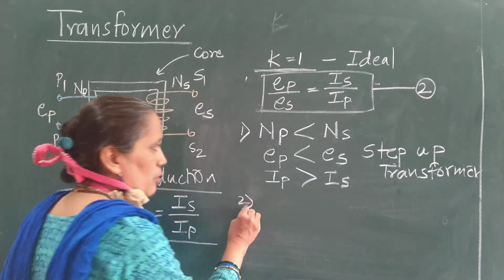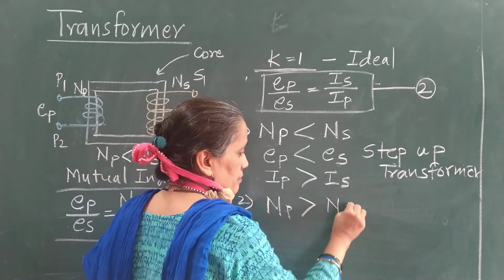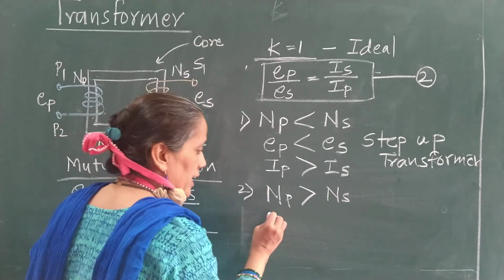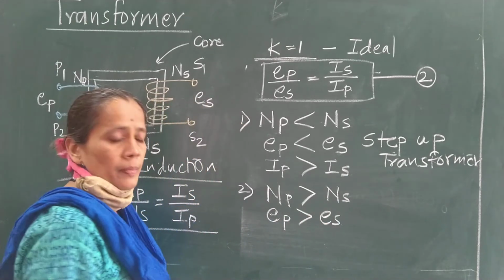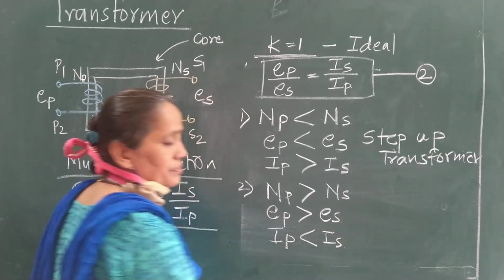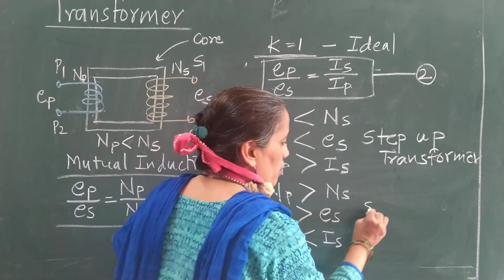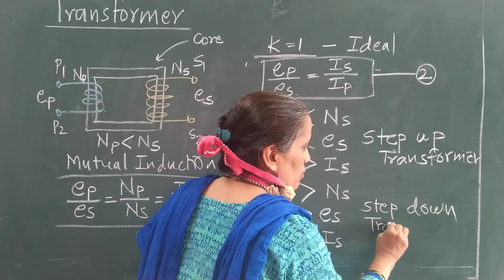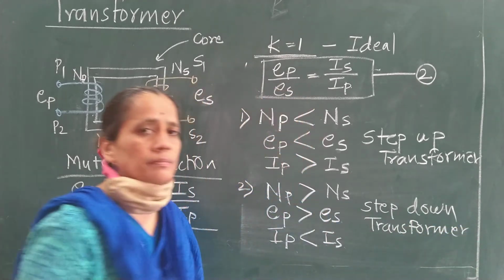While the second type of transformer is where your NP is greater than NS. Number of turns in primary are more than number of turns in secondary. Therefore, primary EMF is greater than secondary EMF. Therefore, primary current is less than secondary current. So, such type of transformer is to be called a step-down transformer. And such step-down transformers we are going to use in our home appliances.